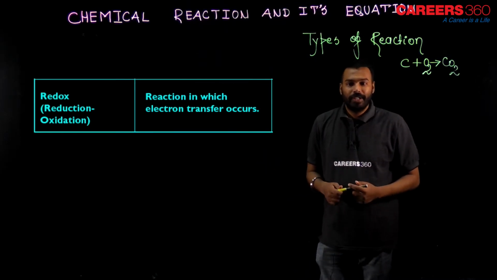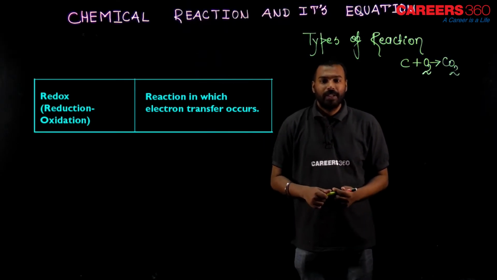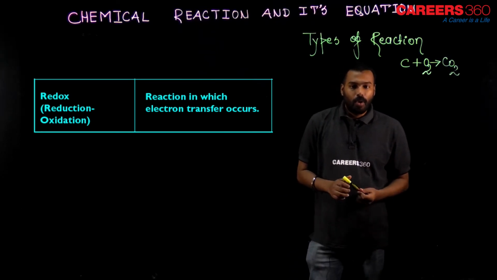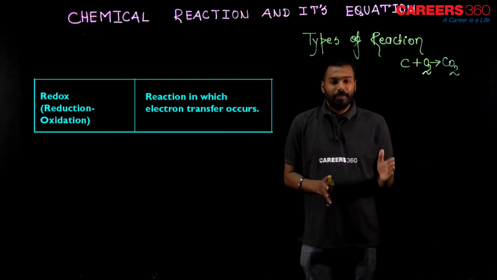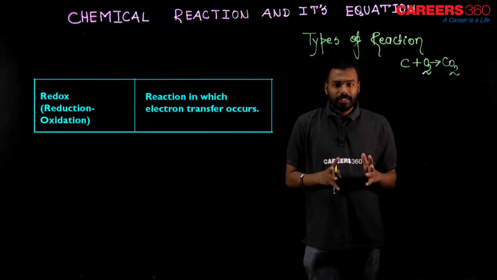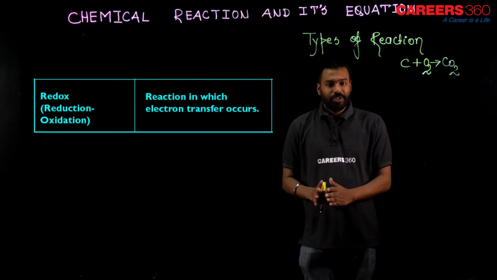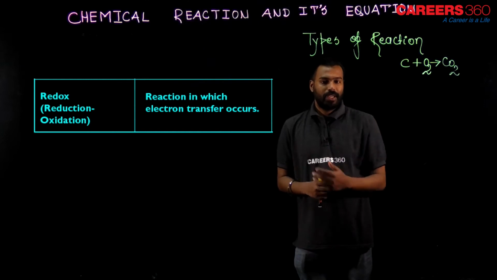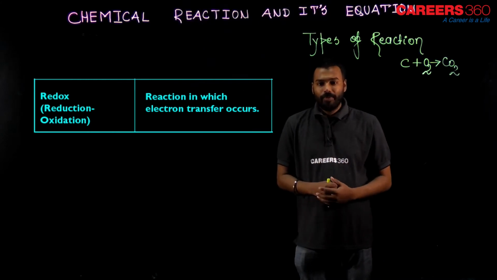Redox reaction. Dear student, what is redox reaction? Such a class of reaction in which oxidation and reduction, both processes occur simultaneously, is known as redox reaction. So, this is one type of reaction.